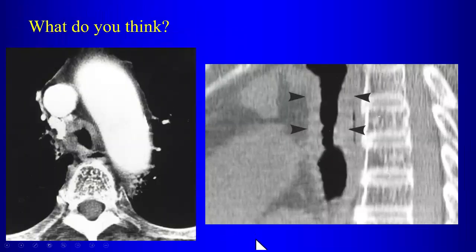What about this case? What do we have here? Tracheostenosis. Tracheostenosis caused by what? There's tracheal wall thickening, right? Notice we have tracheal wall thickening. So is this regular or irregular thickening? Is this smooth circumferential thickening or is it somewhat irregular? Irregular. So what could this be?